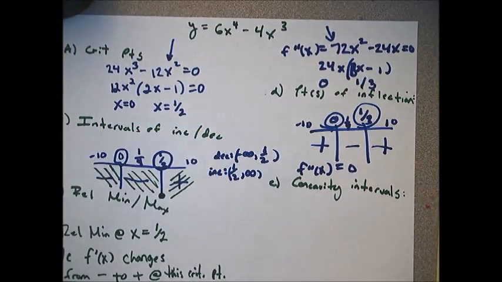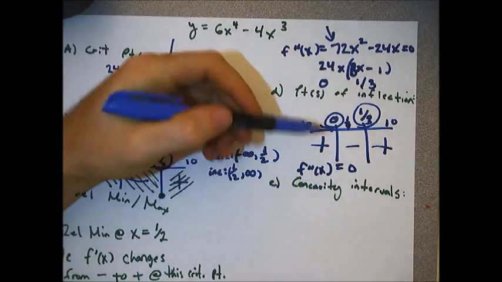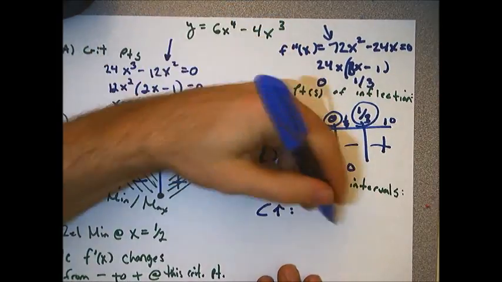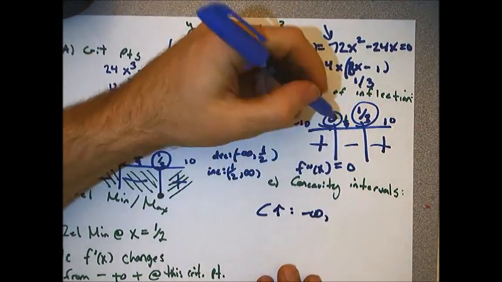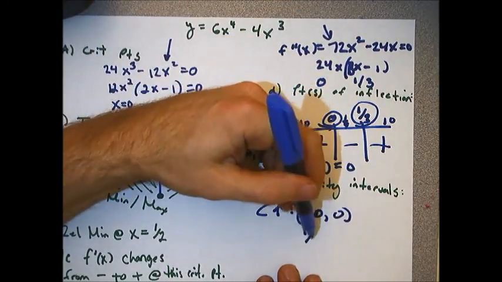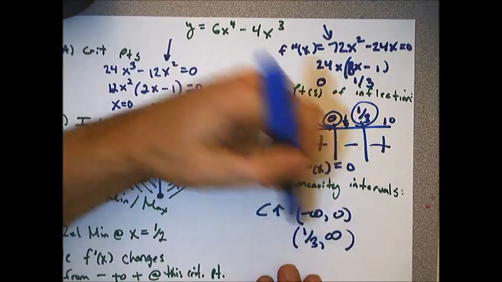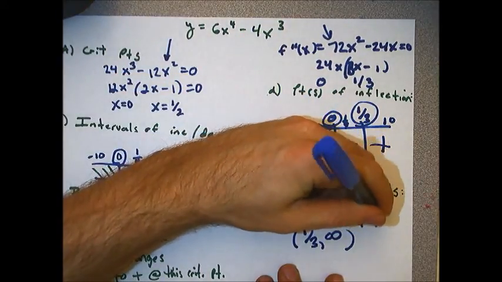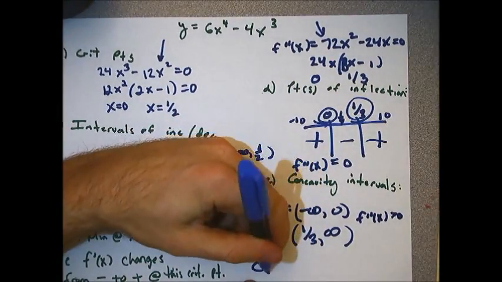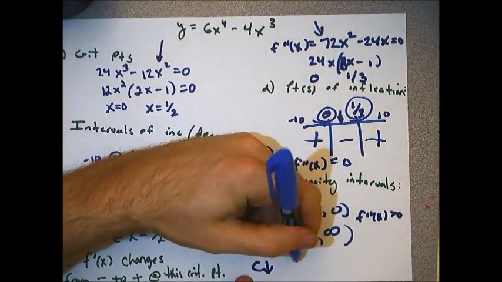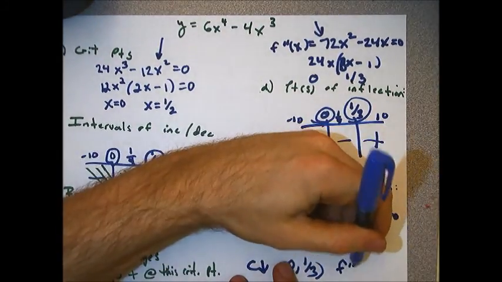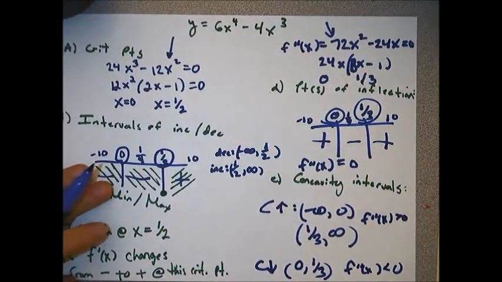For part E, the concavity interval, that's just asking you to say where is it concave up and concave down. It is concave up from negative infinity to 0, and also from 1/3 to infinity. Why? Because f double prime of x is greater than 0 through those intervals, and it is concave down from 0 to a third. Why? Because f double prime of x is less than 0 over that interval.